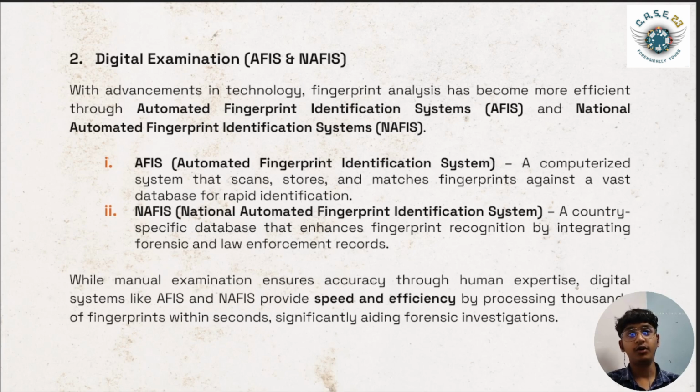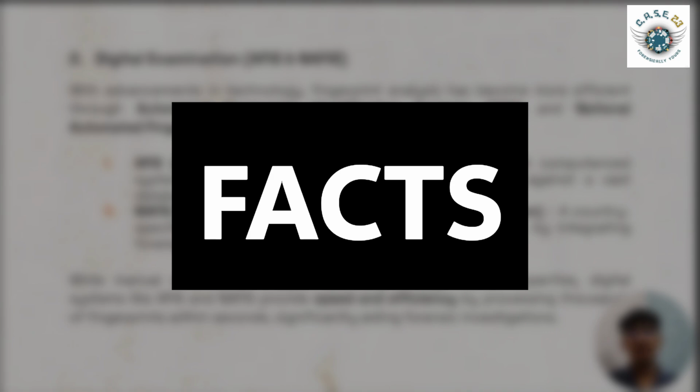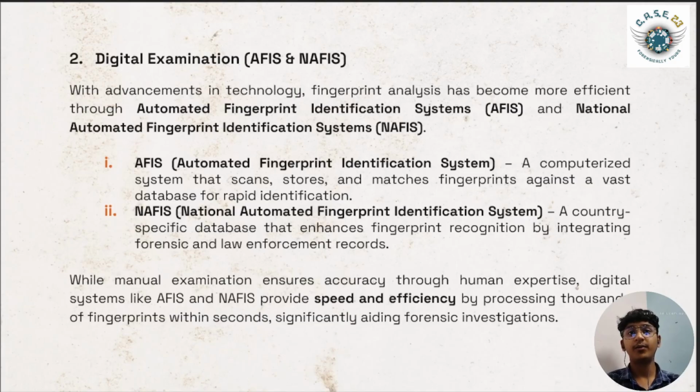Fun fact: do you know that India has its own version of AFIS? It's called FACTS. It stands for Fingerprint Analysis and Criminal Tracing System. This National Automated Fingerprint Database helps law enforcement agencies store, match, and track fingerprints of criminals across the country. Instead of manually searching through records, FACTS quickly scans and compares fingerprints, making investigations much faster and more efficient.